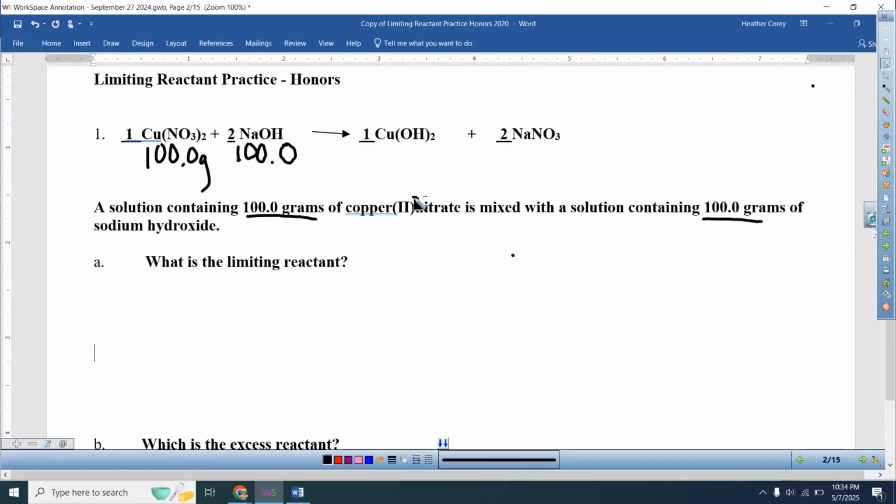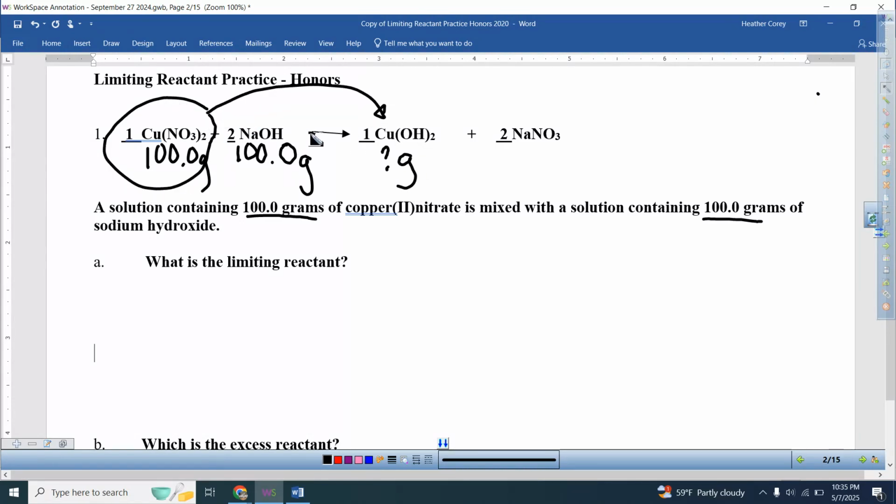Now, we could do two stoichiometry problems and just go over to sodium nitrate. But then once we figure out our limiting reactant, we would have to do a third stoichiometry problem, and we really don't want to do that. Because we need to solve for copper hydroxide in part C, it's going to make our lives a lot easier if we just go to copper hydroxide with each one of our given grams. So we start with 100 grams of the copper nitrate.